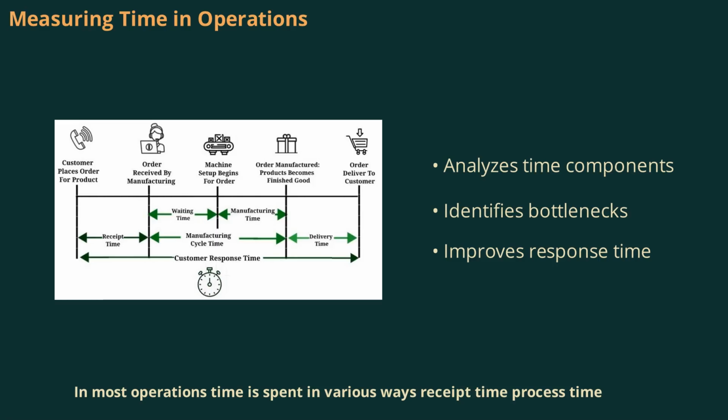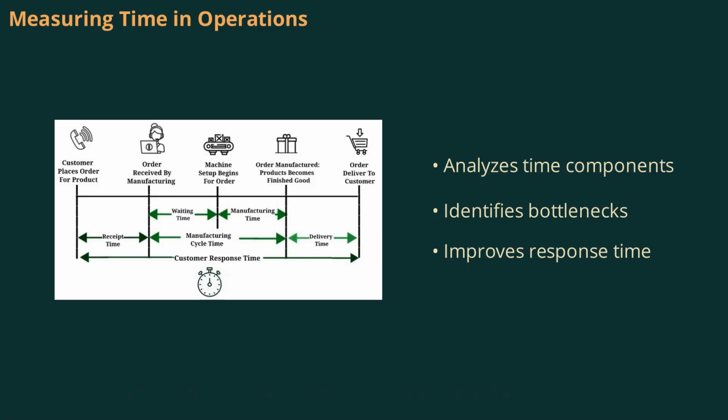In most operations, time is spent in various ways: receipt time, process time, queue time, move time, and inspection time. Only process time is value-added. The rest are typically non-value-added. By measuring and analyzing these time components, companies can identify bottlenecks and opportunities to streamline processes, ultimately improving customer response and reducing costs.